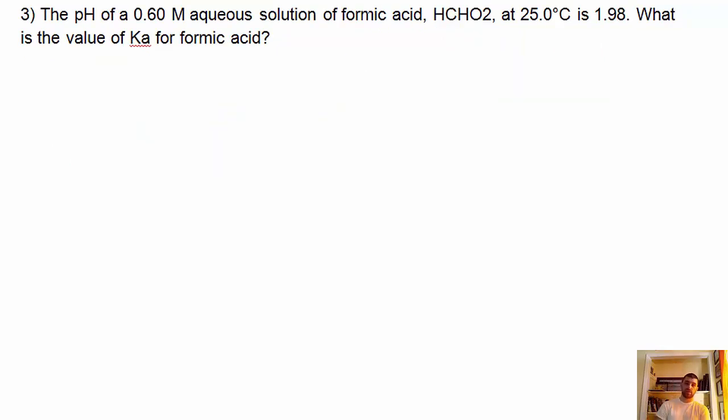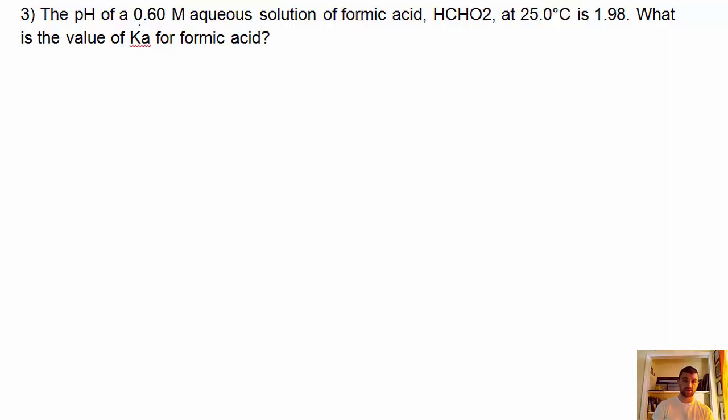Number 3. The pH of a 0.6 molar aqueous solution of formic acid, given by the formula here, at 25 degrees Celsius is 1.98. What is the value of Ka for formic acid? Let's figure some of this out. First, we're going to have to find H plus and so on.